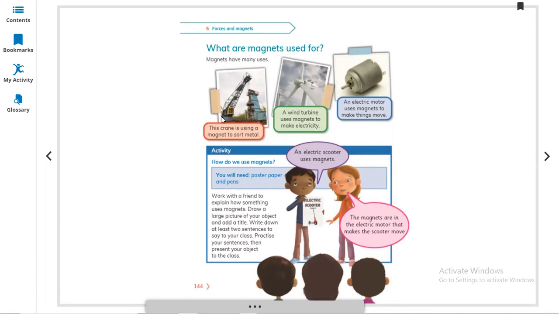And the crane uses a magnet to sort material. Yes, and also you can see in different places, when all the garbage is collected at one place, there are many magnetic plates which collect metal inside the garbage. So they pull it and make it separate.